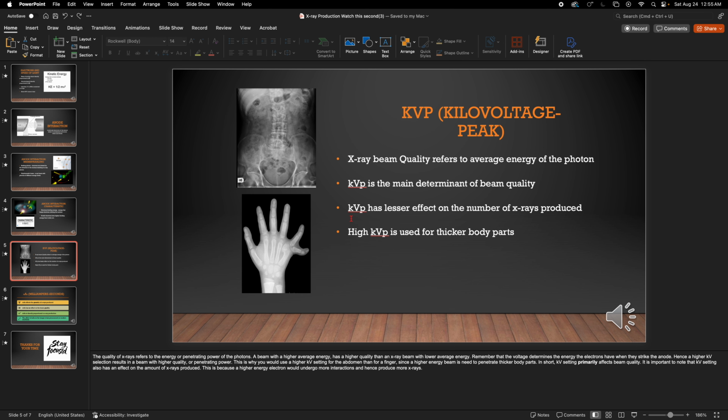All right, so just as a reminder, for thicker body parts, you're going to need higher kVp, and vice versa. So you should at least know how to make those changes as a CT technologist.